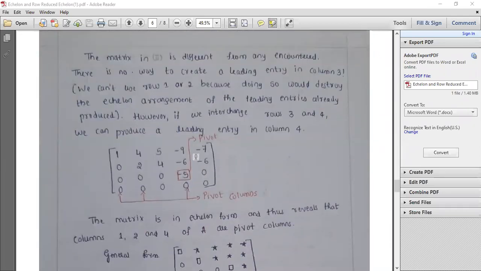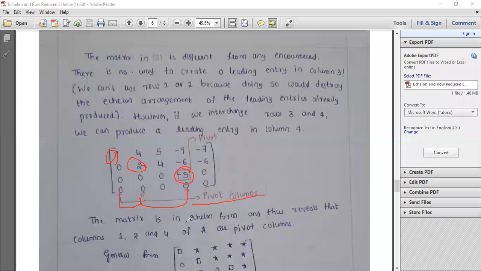So this is my next pivot element and the corresponding column is the pivot column. This was my first pivot column, this was my second pivot column, and here I'm not having any pivot position. This is my next pivot position, and this is the corresponding pivot column. So the first, second and fourth are the pivot columns, and these are the respective pivot positions.